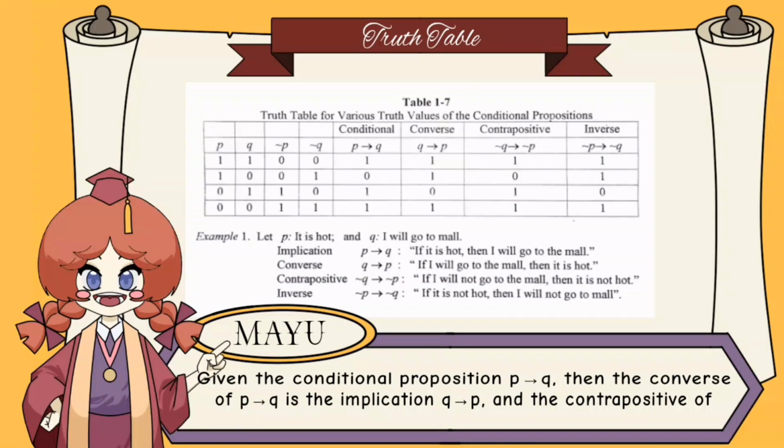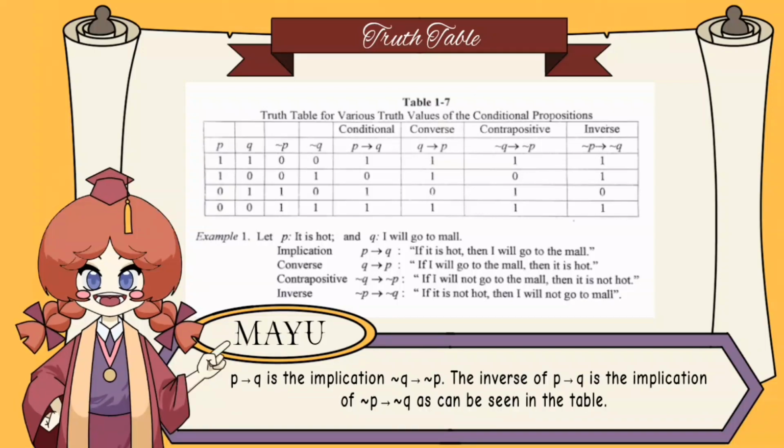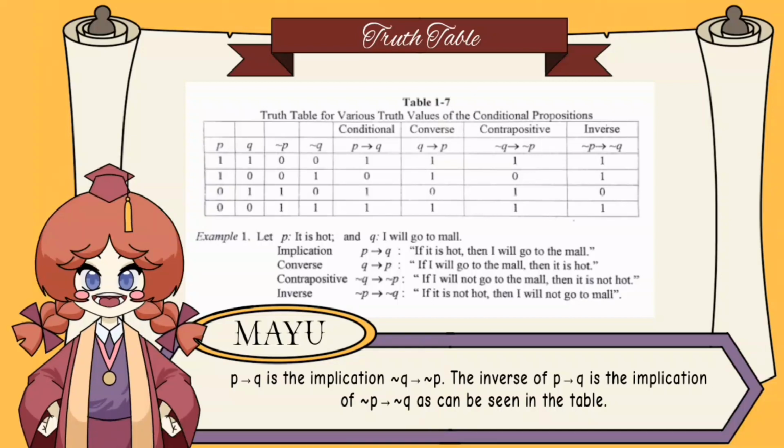Given the conditional proposition P implies Q, the converse of P implies Q is the implication Q implies P, and the contrapositive of P implies Q is the implication not Q implies not P. The inverse of P implies Q is the implication not P implies not Q, as seen in the table below.